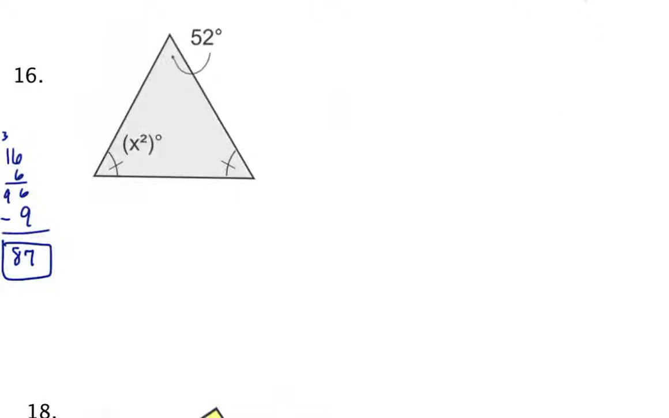Problem? I'm listening. I did 180 minus 52. So what were you just saying right here, these two angles? They're congruent. Okay. So what can I call this angle here? X squared, right? Yeah. All right. So then I did 180 minus 52, and then after I found that.